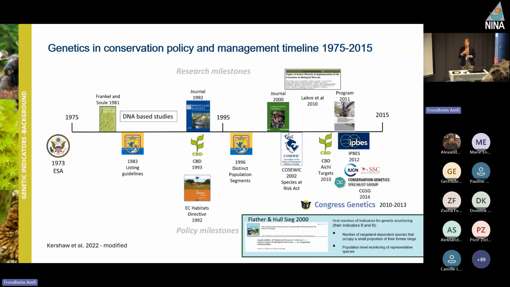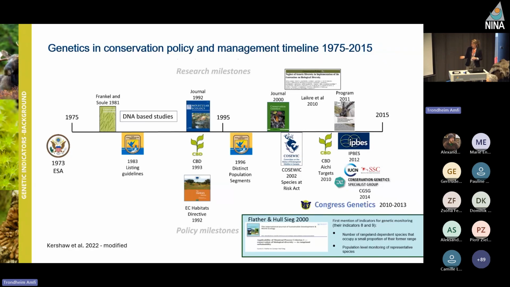So I'm going to take you back in time a bit, because where we are now is an outcome of a lot of efforts that have been ongoing over the years. So this is the genetics in conservation policy and management timeline from '75 to '15. A lot of things have happened, both in terms of research milestones, but also in terms of policy. And I will predominantly be talking a lot about policy, but also going into the importance of research.